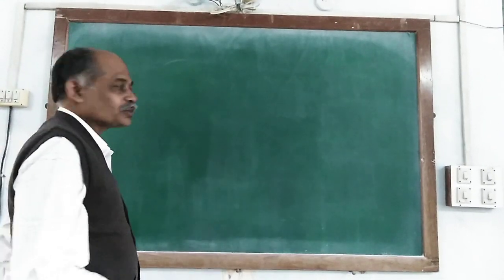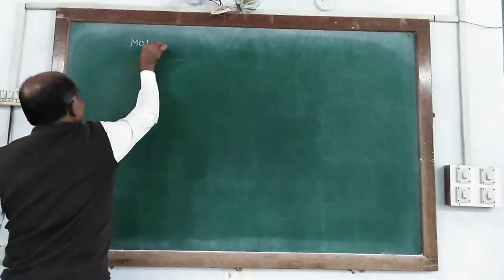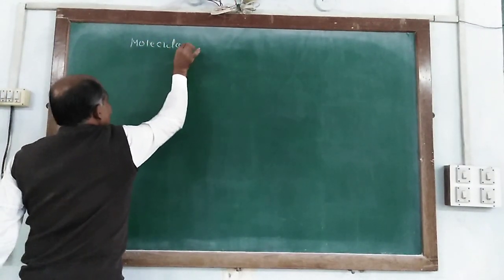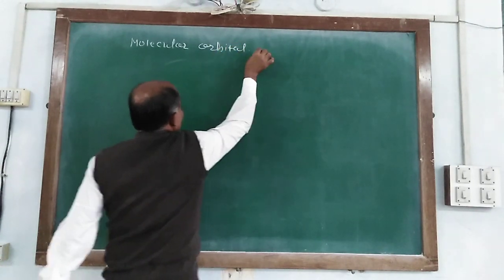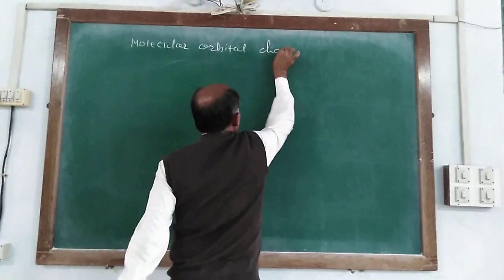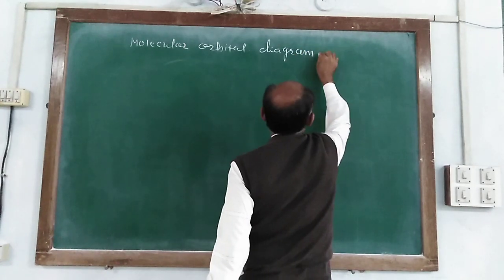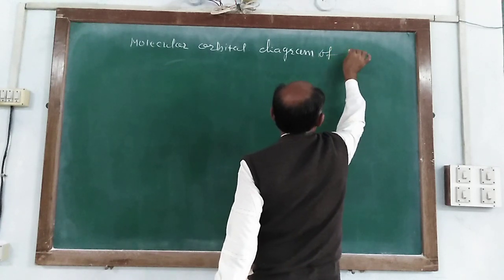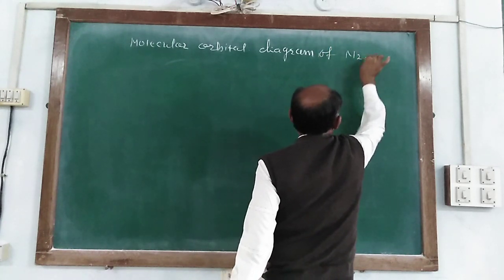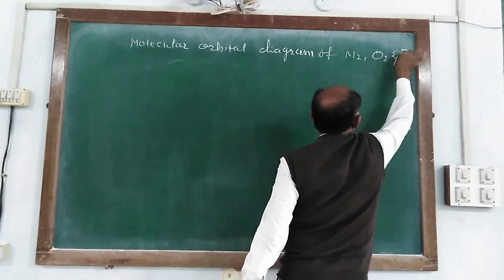Now, molecular orbital diagram of N2, O2 and F2.